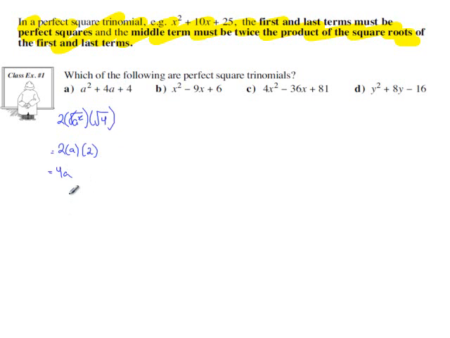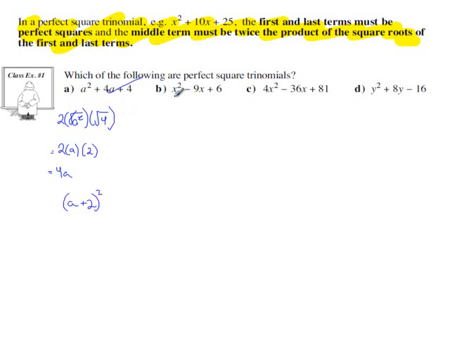You can write this as the square root of a squared is just a, the square root of positive 4 is, sorry, 2. So a plus 2 squared. So yes, that one works.